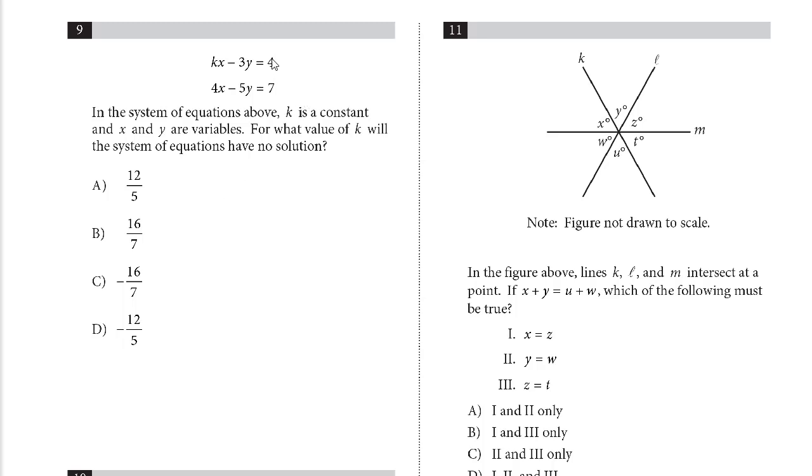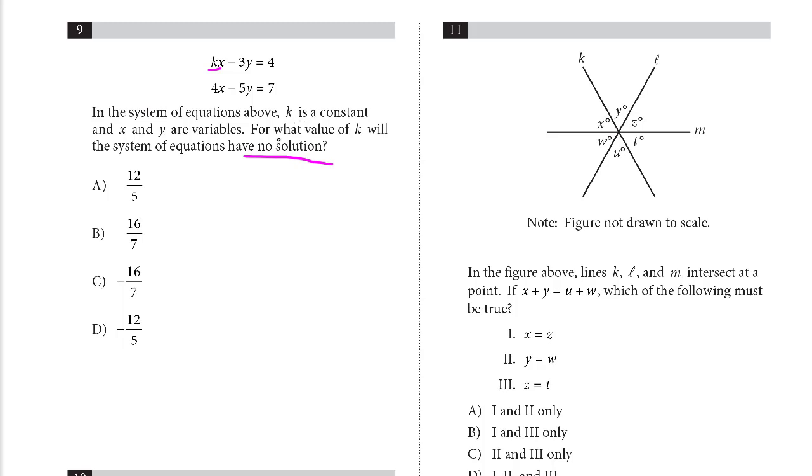Number 9: kx minus 3y equals 4, 4x minus 5y equals 7. So we have a system of two linear equations in standard form, but I've got a constant in here, so I don't think we're solving for x or y. In the system of equations, k is a constant. For what value of k will the system have no solution? So this is a solve for the constant problem.